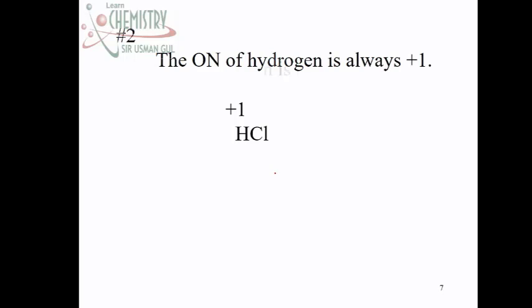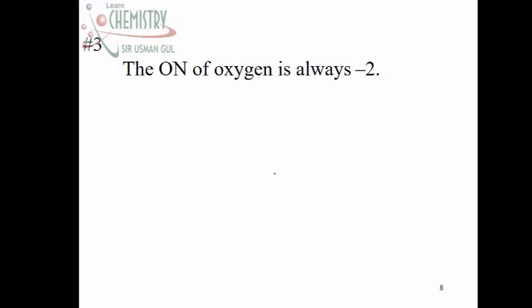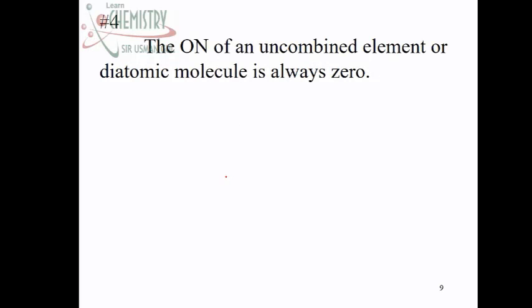So this is the way we will be able to determine the oxidation number of other elements too. Now moving toward the third rule, the oxidation number of oxygen is also minus 2. In the example of H2O, oxygen has a minus 2 charge because 2 positive hydrogens are attached to it. Now moving toward the fourth rule, the oxidation number of an uncombined element or diatomic molecule is always 0. And let's see an example.